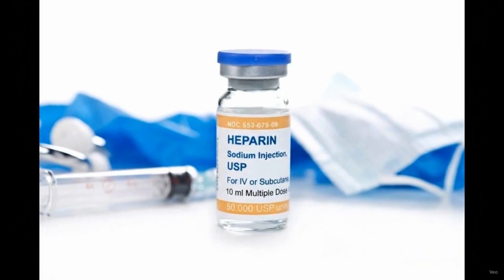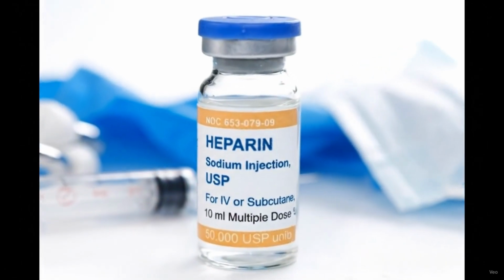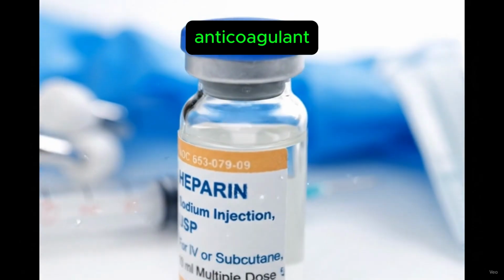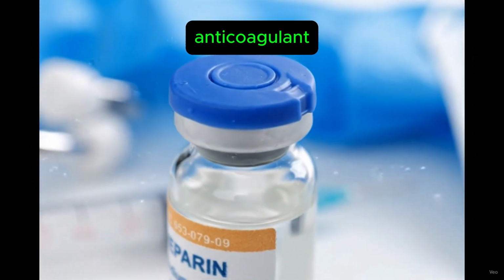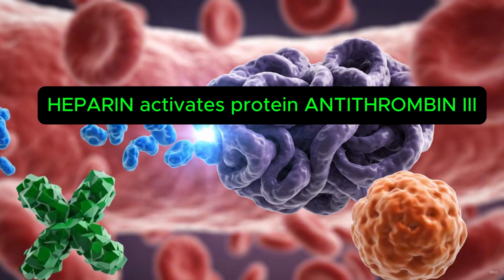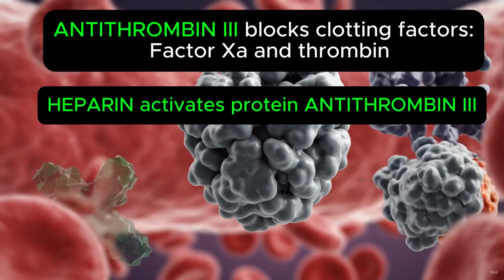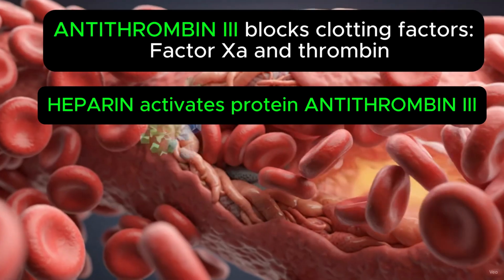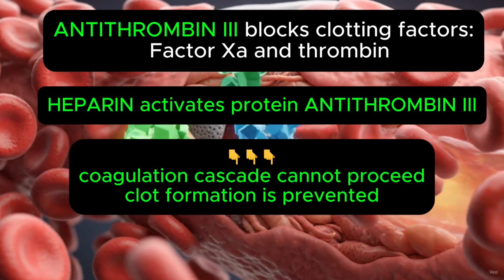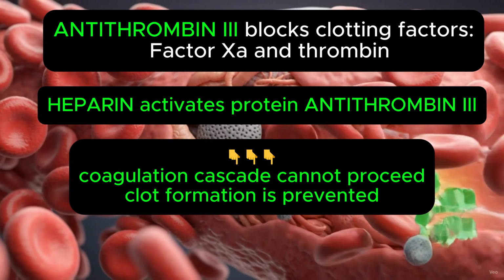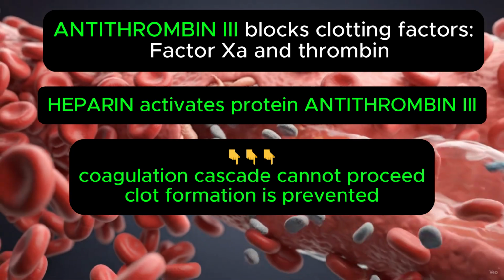Drug number 6, Heparin. Heparin is an anticoagulant, a drug that prevents blood from clotting. It works by activating a natural protein called antithrombin 3, which then blocks several clotting factors. Without these clotting factors, the coagulation cascade cannot proceed and clot formation is prevented.